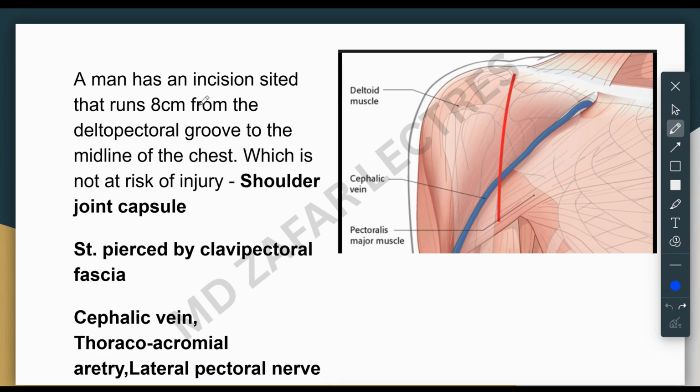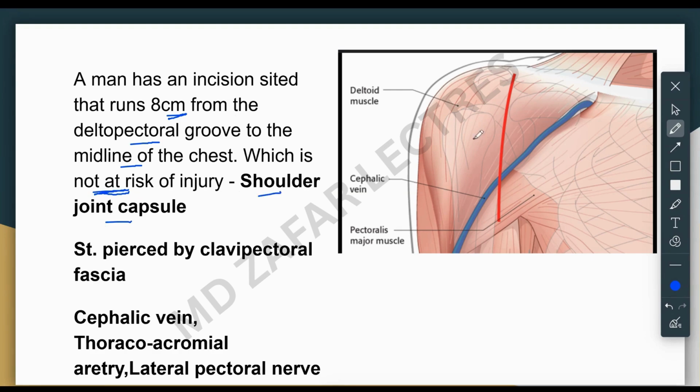So a man had an incision sited that runs 8 cm from the deltopectoral groove in the midline of the chest. Again, the question is which is not at risk of injury. So the answer would be shoulder joint capsule.